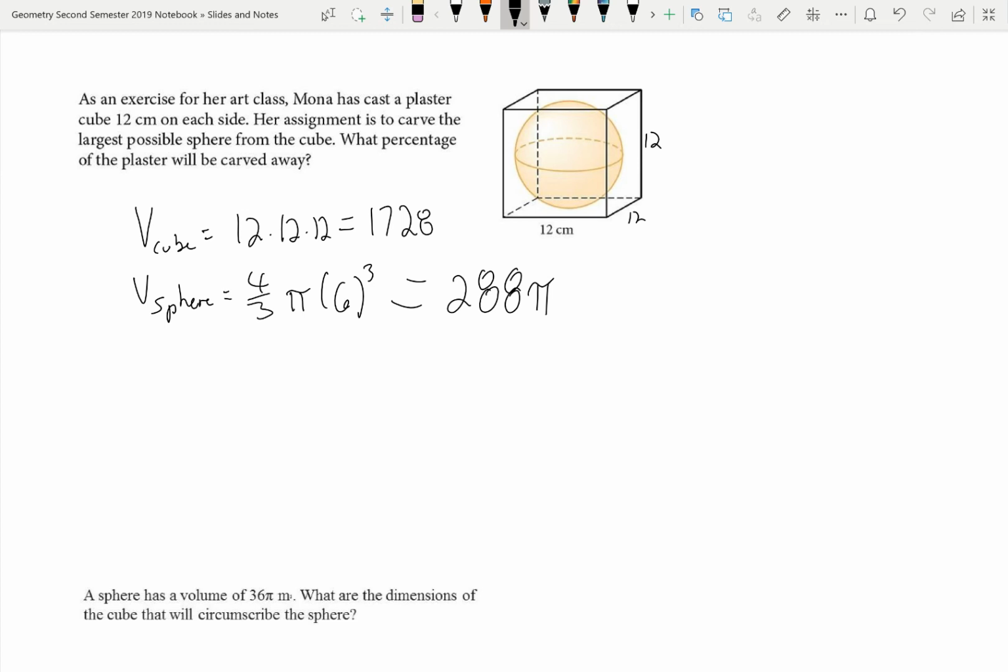So how much of the material is going to be scraped away if you start with the cube and scrape away the material until you get to the sphere? That's going to be the volume of the cube minus the volume of the sphere. That's the volume that's removed. 1,728 minus 288 pi, which is about 823.